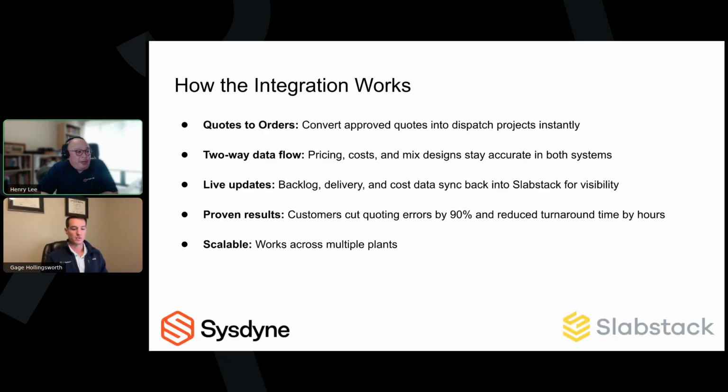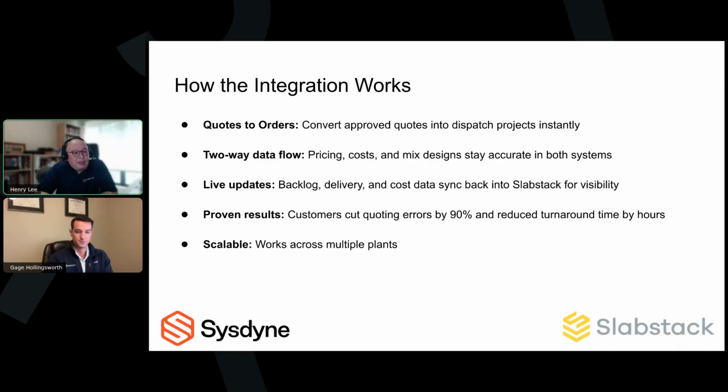The integration really comes from SlabStack, from quote to orders, right? So as your sales team creates new quotes, and those quotes get approved and get awarded by one of your customers, that quote would then turn into a project in ConcreteGo. So all the information that is within that quote will flow automatically into the project, right? So there's no duplicate data entry. Like you mentioned earlier, Gage, it's a two-way data flow.